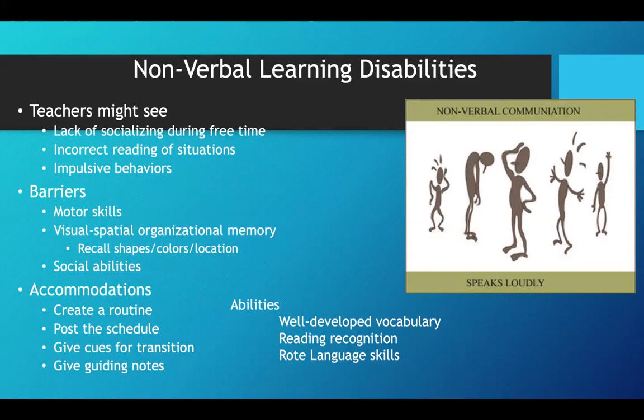And then some of the barriers is the motor skills. They're not quite up to par with their peers. Their visual spatial organizational memory is a little off. Students really can't recall shapes, the colors or locations of different objects. This plays a huge role in math. I feel like when you're finding the perimeter of a shape or area, yeah. And then social abilities. Like I said before, school is important for socializing, and this just kind of prohibits that.